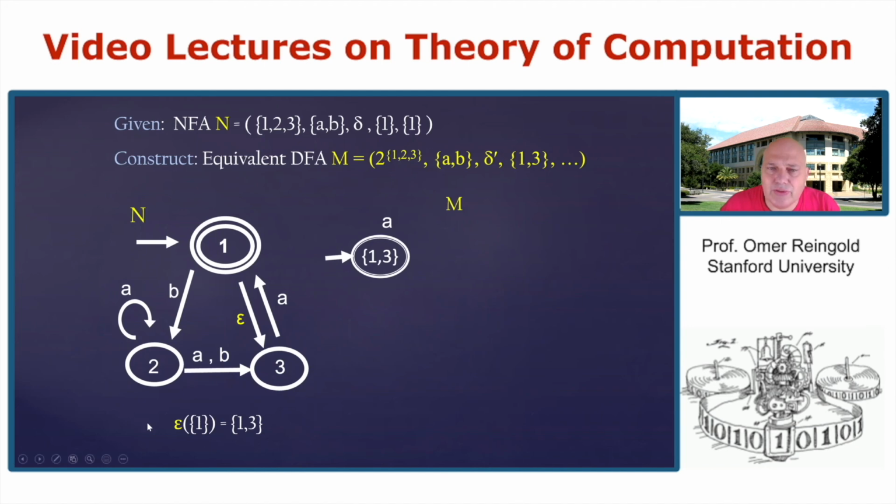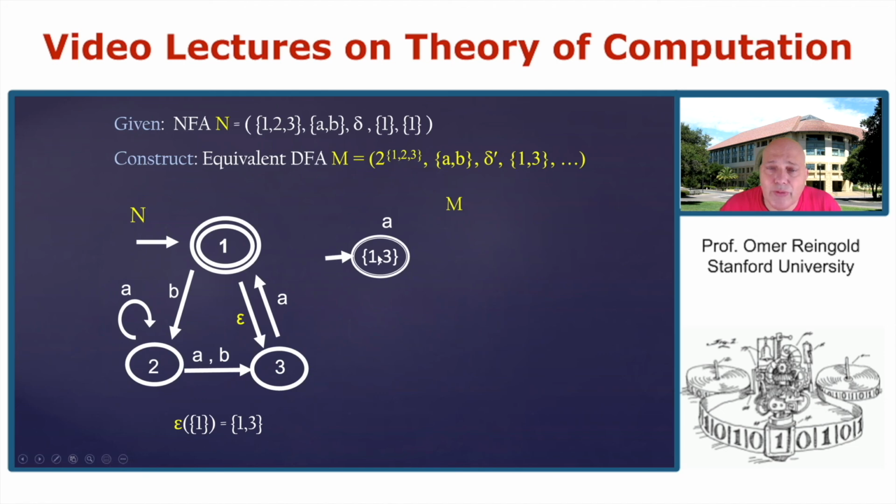So let's look. From 1, you have no A transition, so let's move to 3. From 3, you have an A transition to 1. So it looks like from 1, 3, with an A transition, you can only reach 1, but we need to stop for a second and realize that the construction told us not only to find those that can be reached by reading an A, but also the epsilon closure of that.